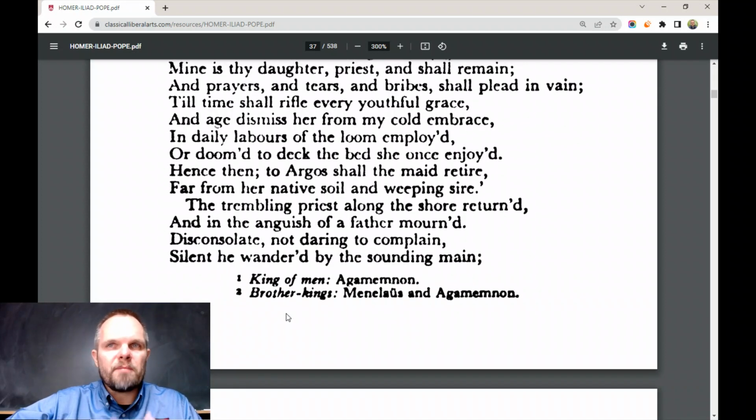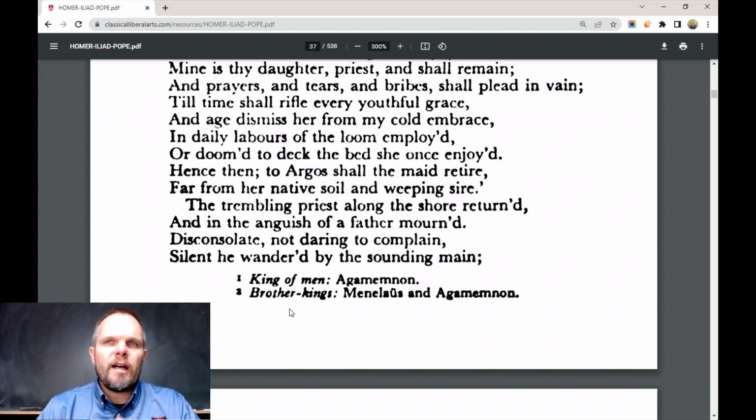The trembling priest along the shore returned. So after humbling himself, bowing before Agamemnon, making himself vulnerable, he's sent away disrespectfully by Agamemnon and trembling. And we have to ask what it means that he's trembling. Is he trembling from fear because Agamemnon threatened to kill him? Or is he trembling with anger because he was so rudely treated by Agamemnon? "The trembling priest along the shore returned, and in the anguish of a father mourned.